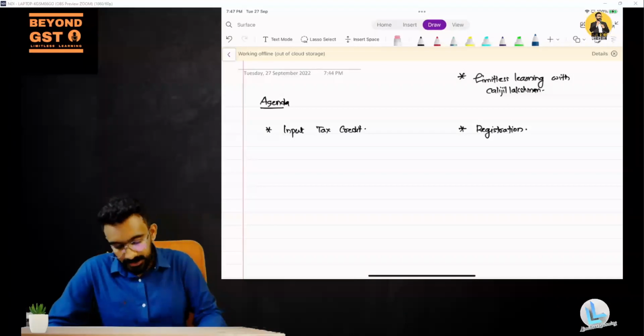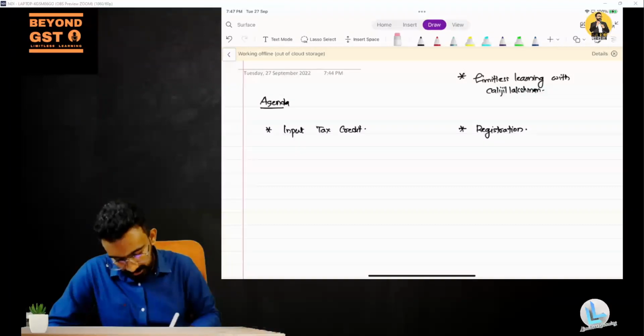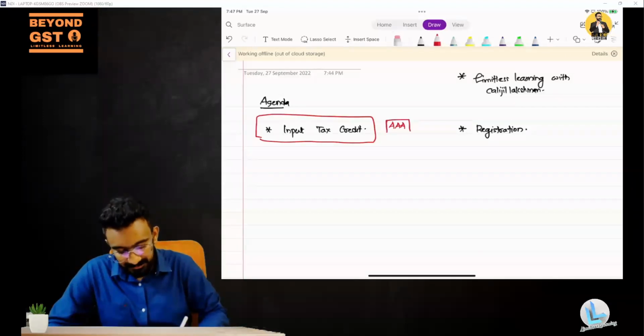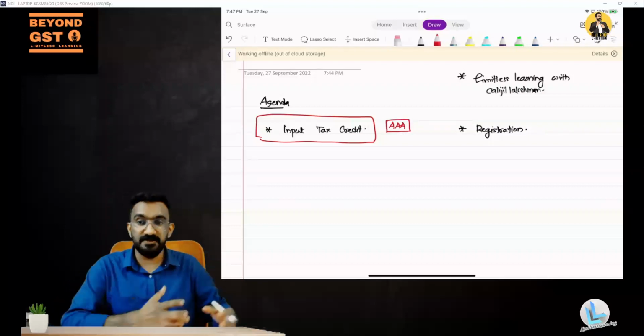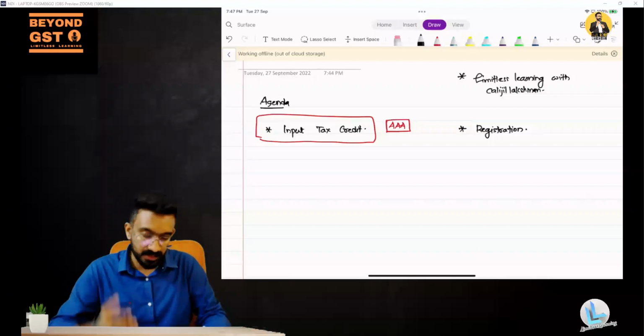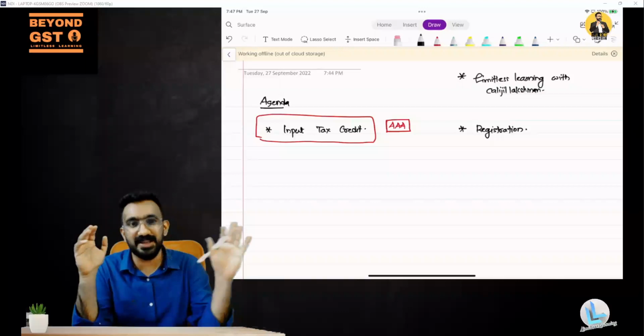You might already know, in GST, input tax credit is quite a big chapter. I used to call this chapter AAA in all my lectures, because it's a very, very, very important chapter. If you make an ABC analysis of what is important and what is not, this chapter alone will come under the AAA category.